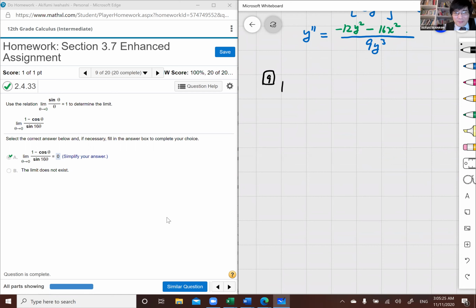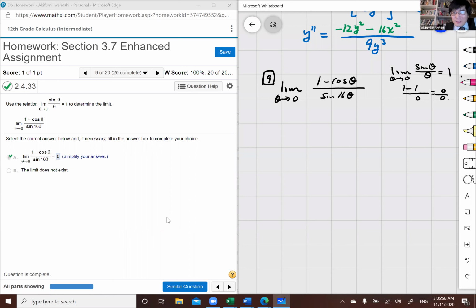So you need to find the limit of this expression, 1 minus cosine over sine of 16 theta. Well, substitute, and you get sine of 0, which is 0, and 1 minus cosine of 0, which is 1 minus 1. So this is a 0 over 0 type question. So you want to use the formula to deal with a 0 over 0 type expression with the trigonometric functions.